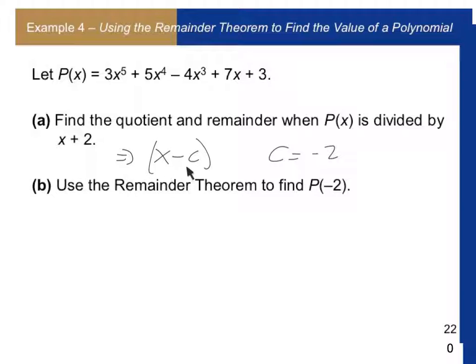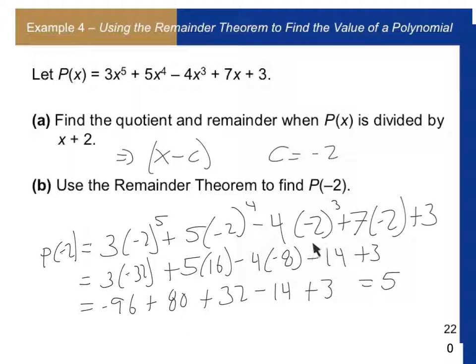Now, remember that form is x minus c, right? So here our c would be minus 2. So we're going to plug that c into the polynomial and see what we get. Whatever number we get is going to be our remainder when we divide by x minus c, or x plus 2. So if you plug minus 2 into this polynomial, we get this. P of minus 2 is 3 times minus 2 to the fifth.